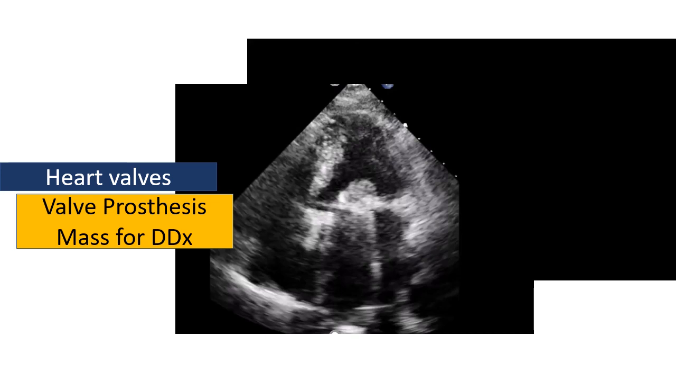Again, this is a huge mass on the mechanical mitral prosthesis. And how did you know that it's mechanical? Yes, from the reverberations inside the left atrium from the metal of the mitral prosthesis. And this is mostly thrombus or vegetations according to the clinical scenario and according to the transesophageal echo data.